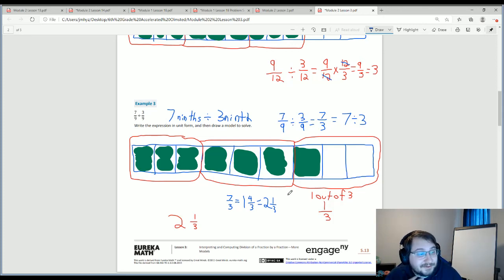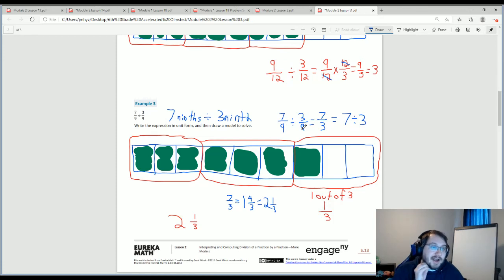Personally, for these, till you get the handle of it, I still recommend drawing the model. It's always going to help. But we've proven that when I have 2 fractions being divided by each other and they have the same denominator, that's the same as just dividing the numerator of my first one by the numerator of my second one. 7/9 divided by 3/9 is giving me the exact same answer as 7 divided by 3. I could just completely ignore my denominators in this case.